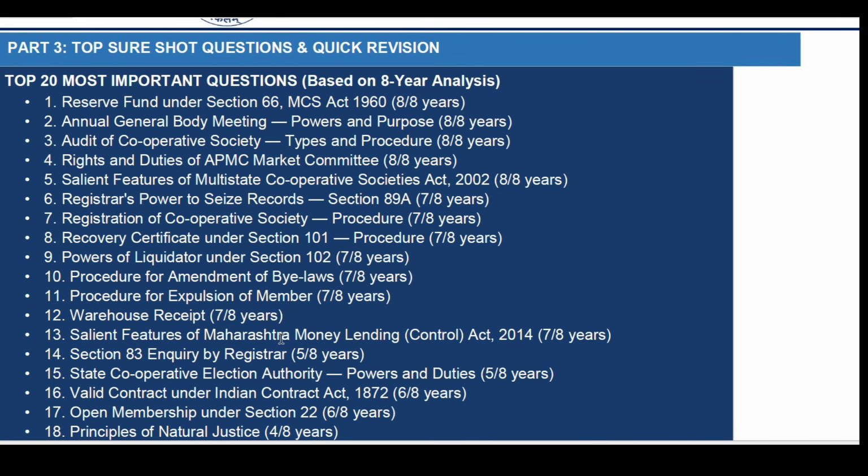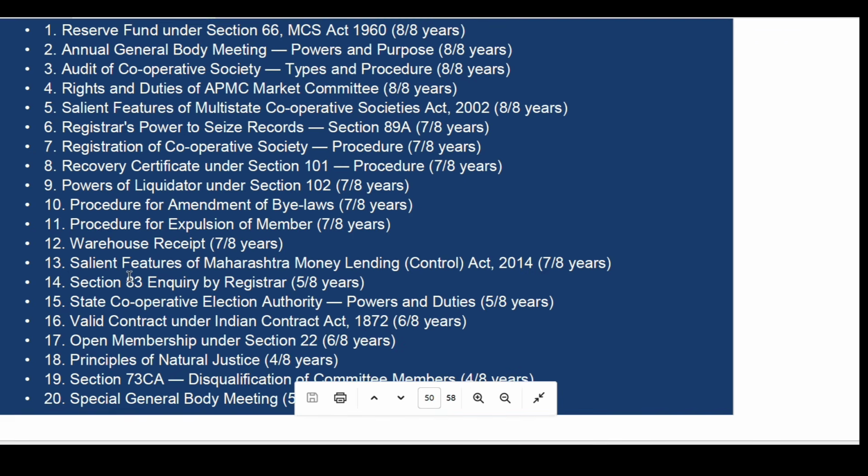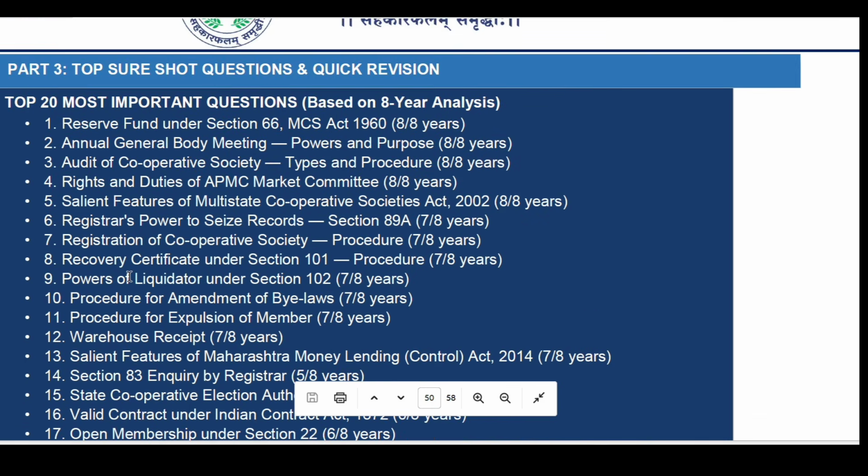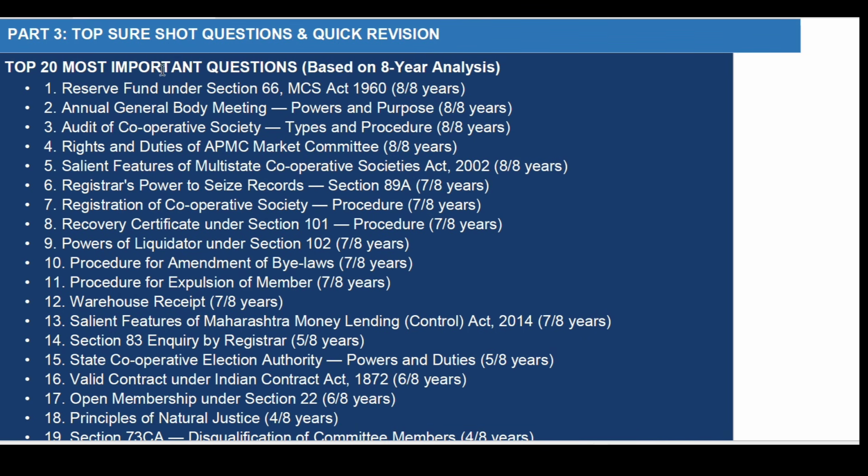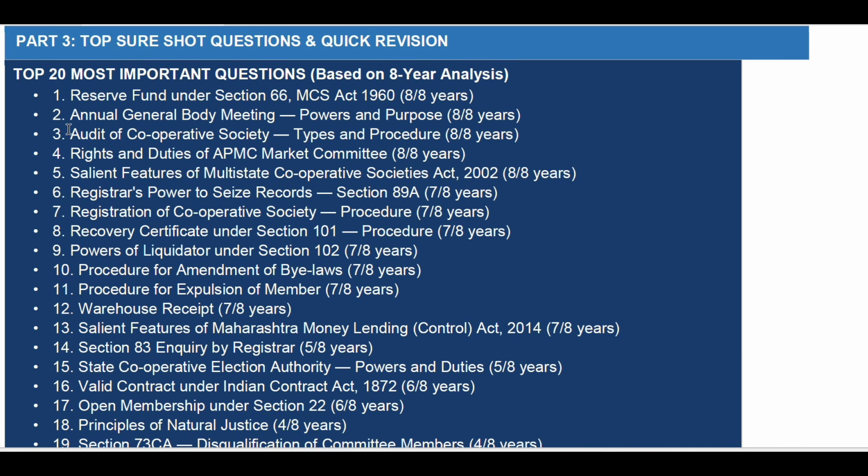So here again, I'm giving you short questions for quick revision. Actually, there are 18-20 questions we can say. So what are the top 20 important questions based on 8-year analysis? Number 1, reserve fund under section 66, MCS Act 1960, asked almost every year.